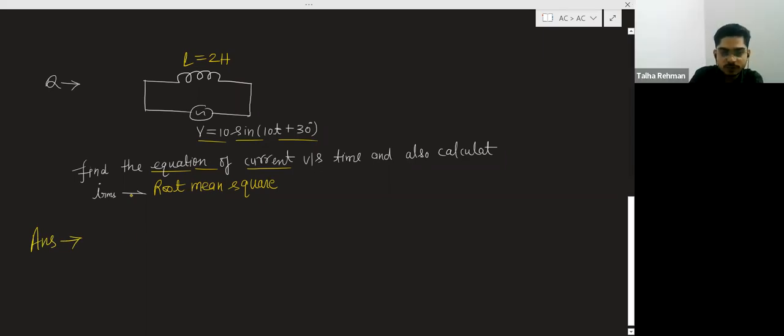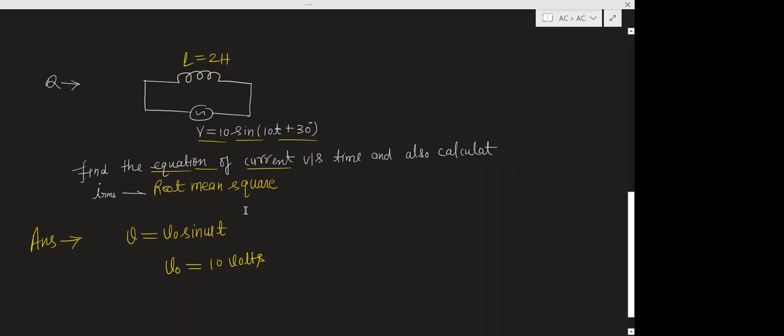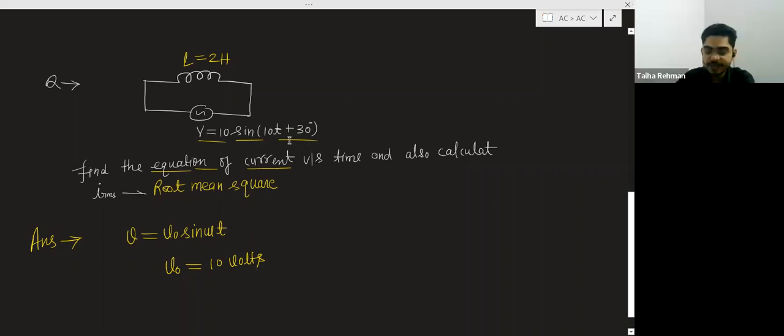So, what is the equation of the voltage in an inductor? We have written V is equal to V naught sine omega t. Now you can compare this equation and this equation. From these two equations, you will get V naught as 10 volts. Because this is 10, this is V naught, and this is sine omega t. But here there is one more thing given. This is your 10t and this is your 30 degree angle.